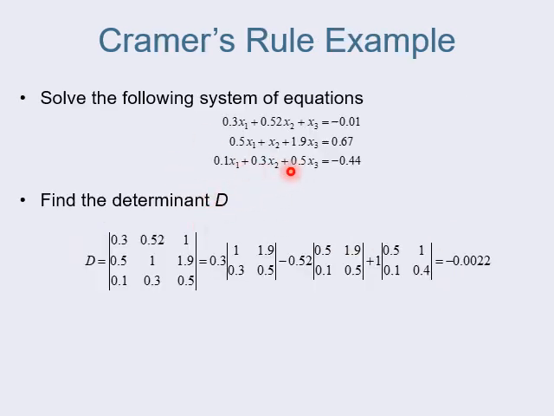Let's say you have a system like this, so you'll get your A matrix as coefficients from here: 0.3, 0.52, 1, 0.5, 1, 1.9, 0.1, 0.3, 0.5. That's your A matrix. Your B matrix is minus 0.01, 0.67, 0.44. The determinant we call D is the determinant of the A matrix. I'm not going to waste time here finding this determinant. You can use the built-in MATLAB function, or you can find it by yourself. This is what it comes out to be, so that's the determinant D.